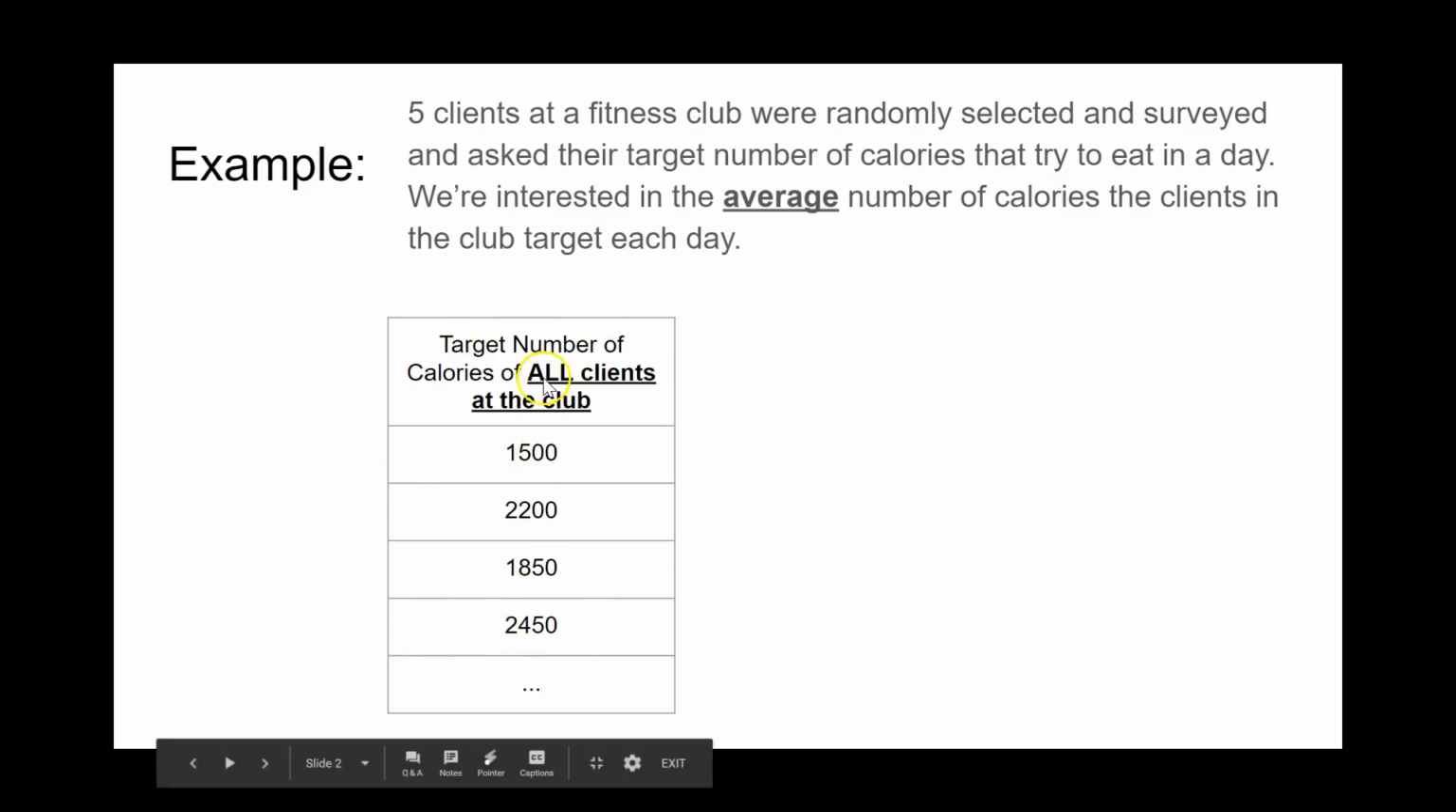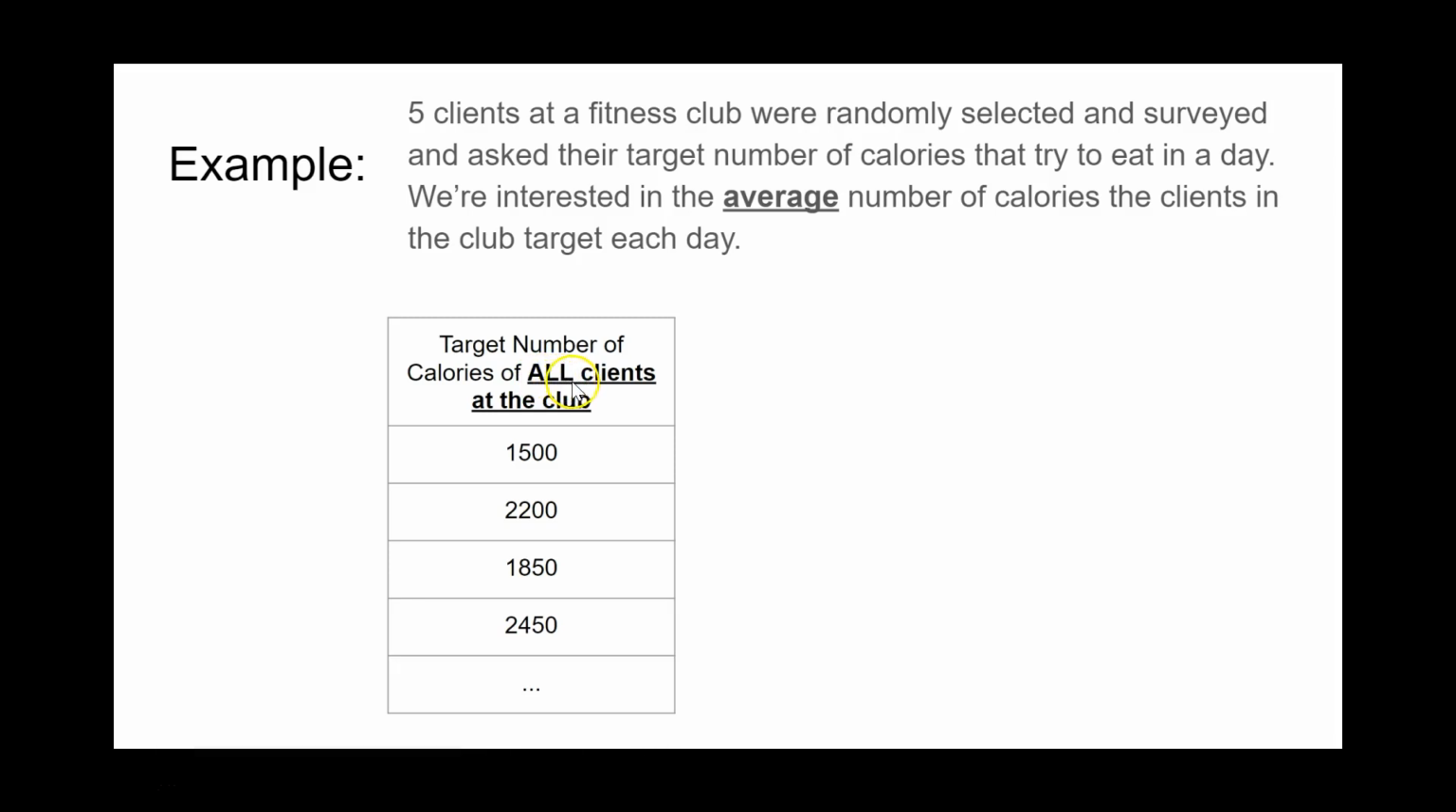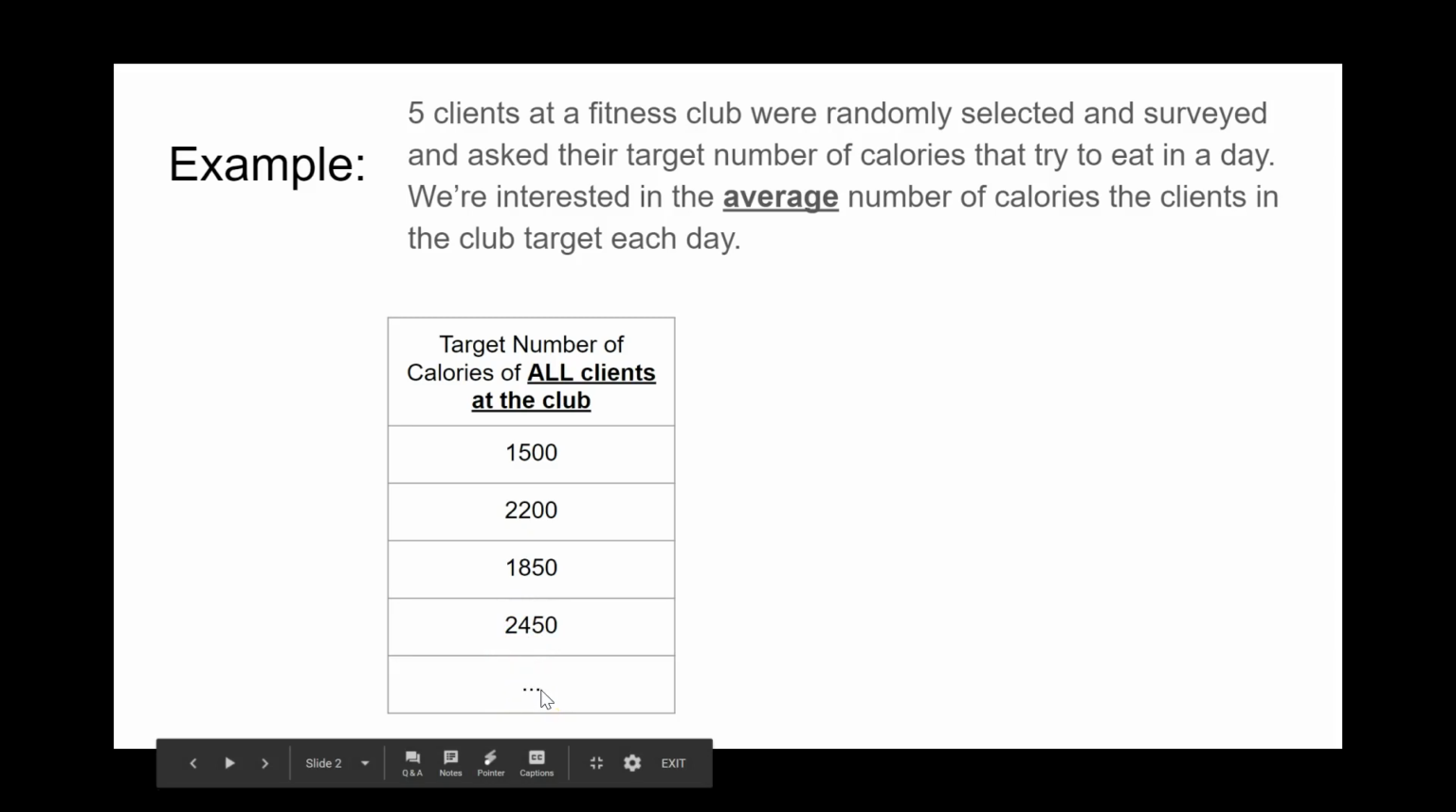I have the list of every single client at the club and how many calories they will target. So one person said, oh, I'm trying to eat 1,500 calories. Another said 2,200, and so on. And this dot dot dot just means that this list goes on and on and on because there are a lot of people that work out at this fitness club.